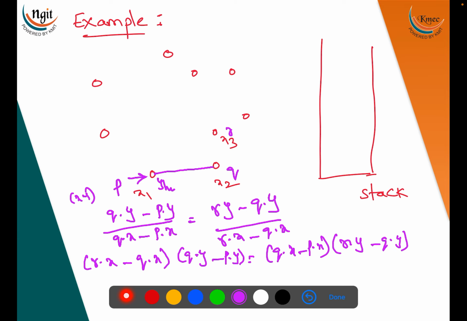Now by bringing the RHS to this side, it becomes minus. If the value of this is 0, that means the 3 points P, Q, R are collinear, because they are on the same slope.